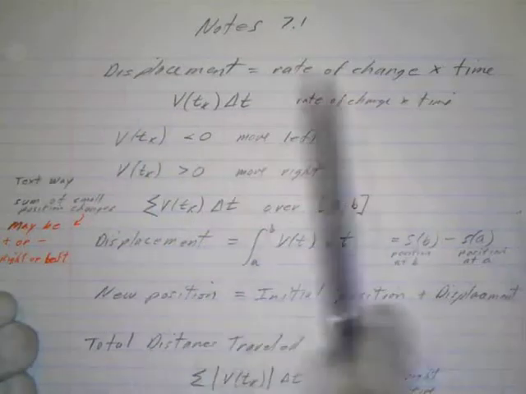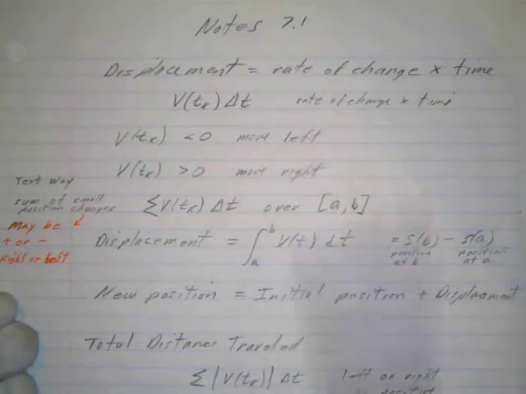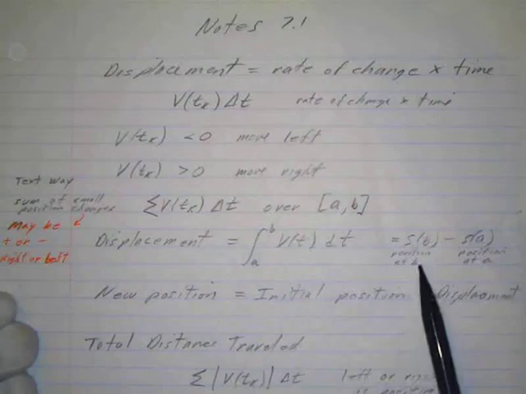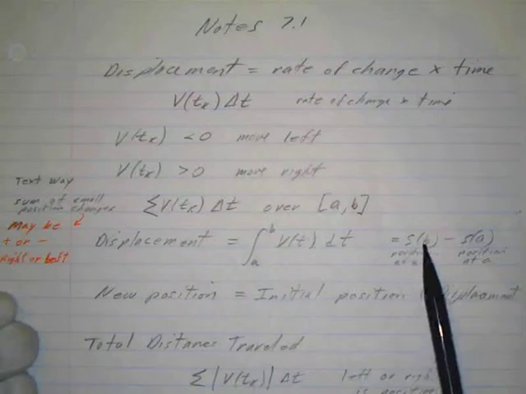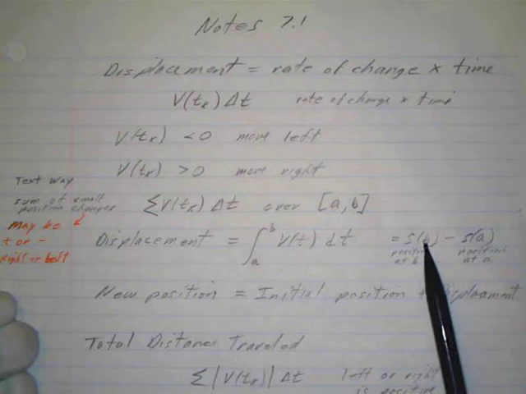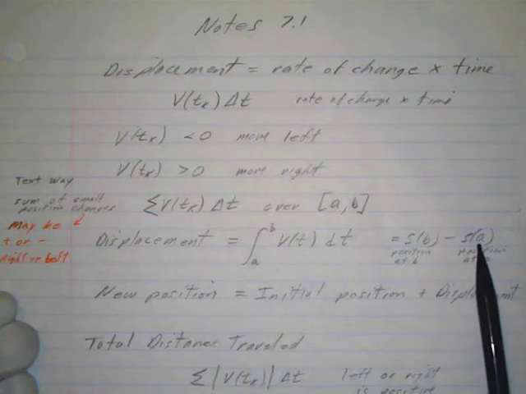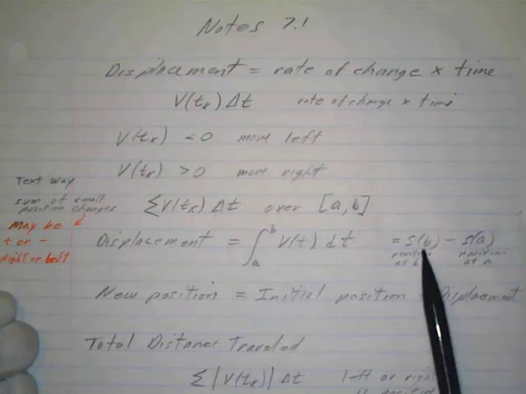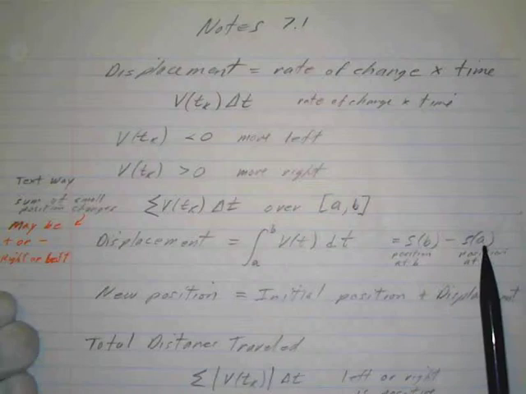Displacement, remember we talked about displacement before, and that was our position. If we were talking about the displacement over an interval A and B, that would be our position at B minus the position at A, or in other words, the position that we end up with minus the position where we started. That's our displacement. That's how far we've moved.